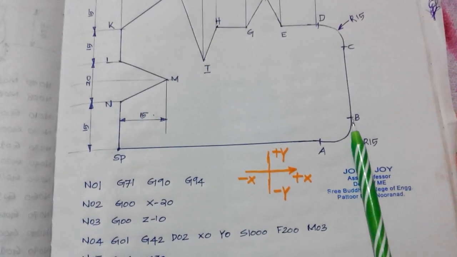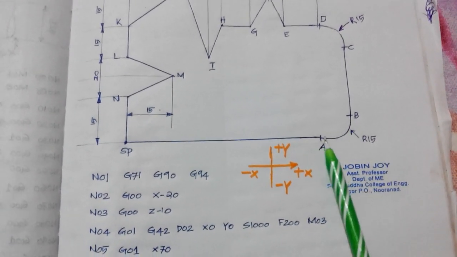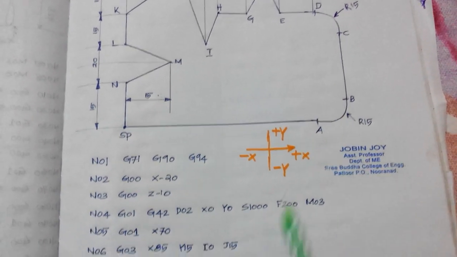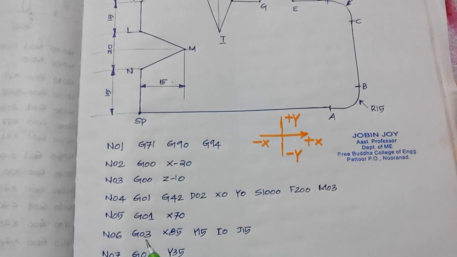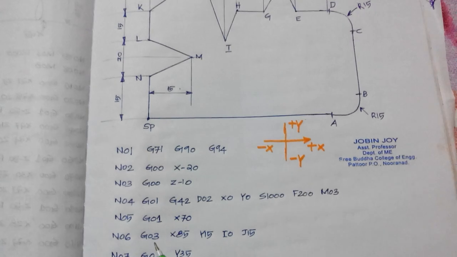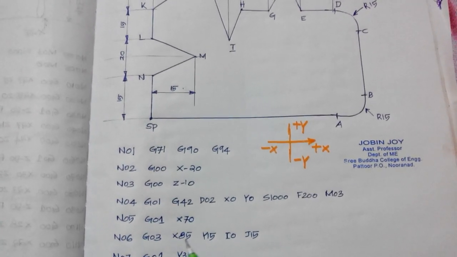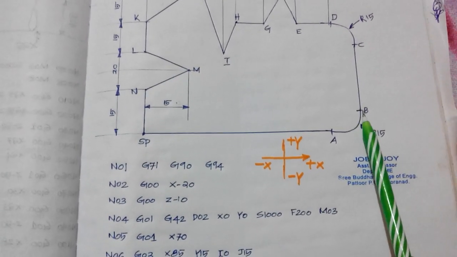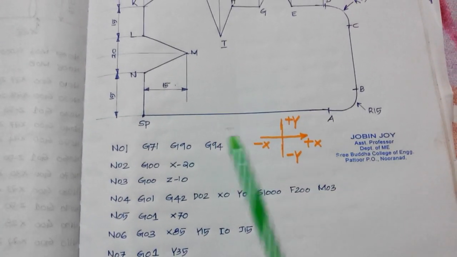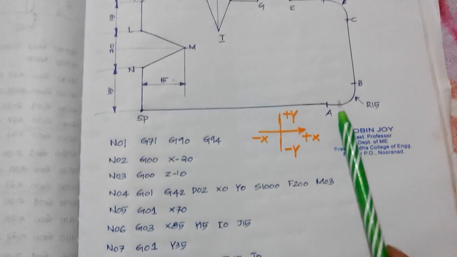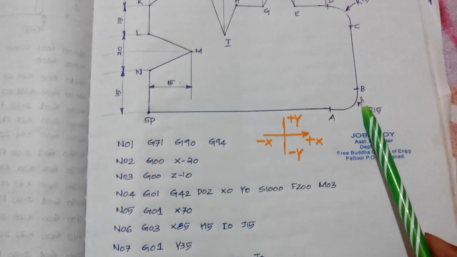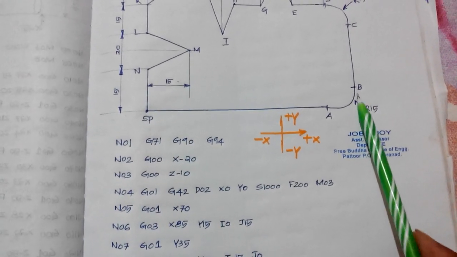Then from A to B is the circular interpolation in the counterclockwise direction. So for that, I gave the code G03. G03 means circular interpolation in the counterclockwise direction. Then the endpoints means the point of B. What about the point of B? X is 85, this is 70, this radius is 15, so X is 85. And what about Y? Y is 15 because this radius is 15.